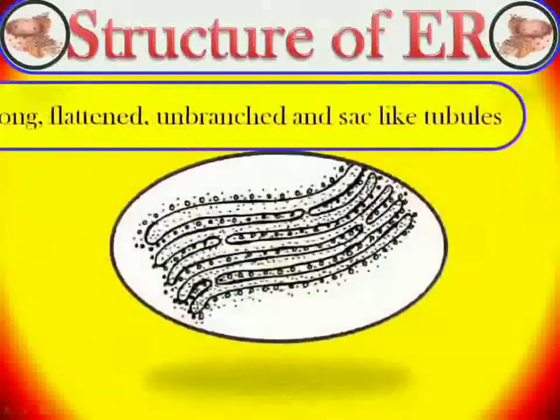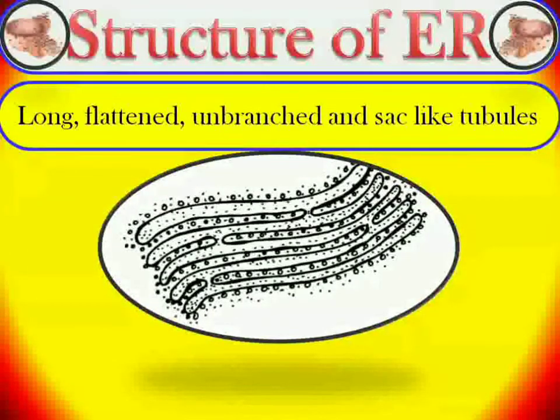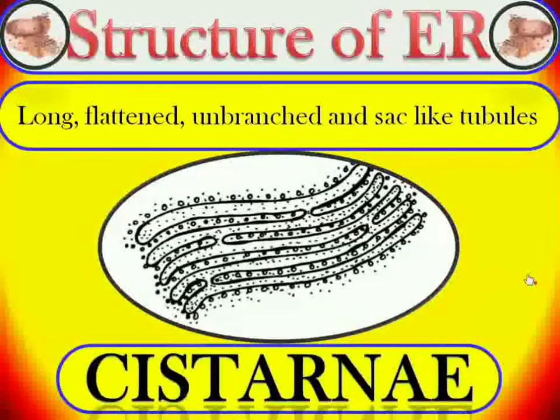Let us see what cisternae are. The long, flattened, unbranched and sac-like tubules which are arranged closely in bundles or in stacks. Here you see all the long, flattened, unbranched tubules are arranged in the form of a bundle or stack or a pile. So this kind of endoplasmic reticulum is called cisternae.